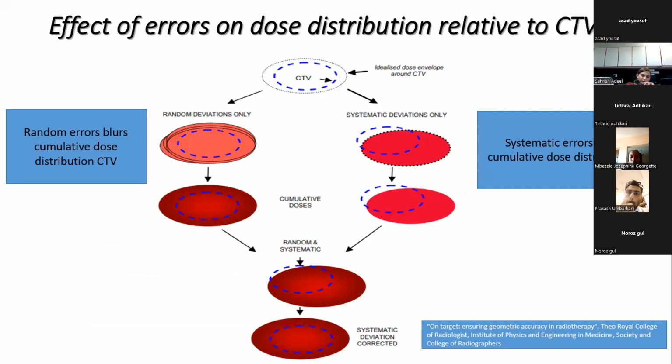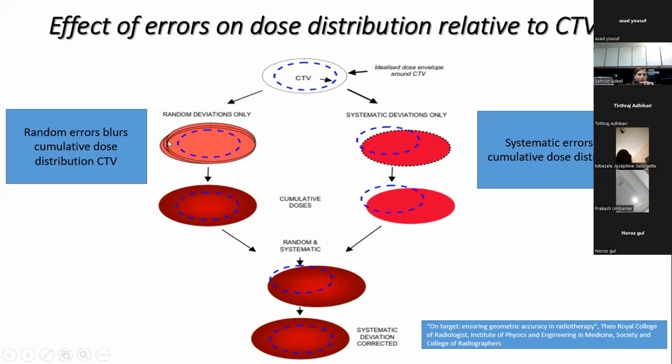So you can see a very good depiction of the random or the systemic errors in this picture. This blue dotted line is actually showing the CTV, and outside this blue dotted line is the dose envelope around the CTV, the idealized dose which we actually wanted to deliver to the patient.